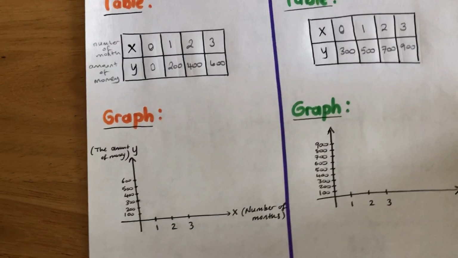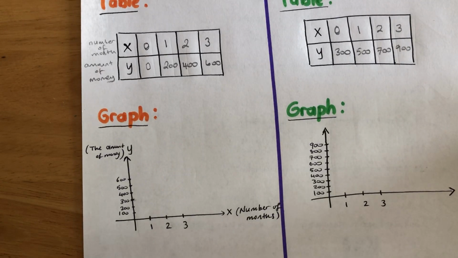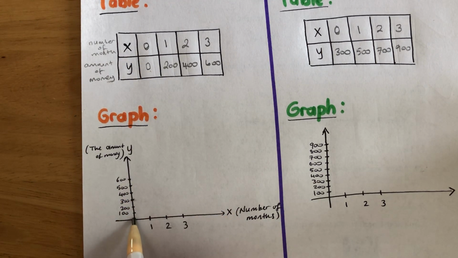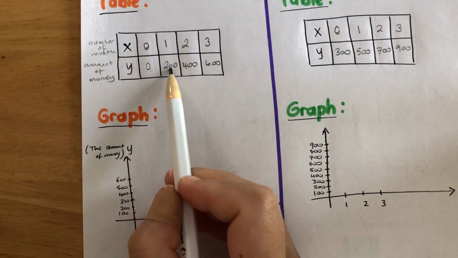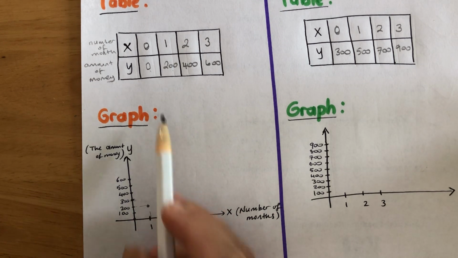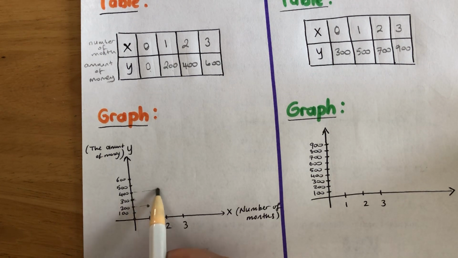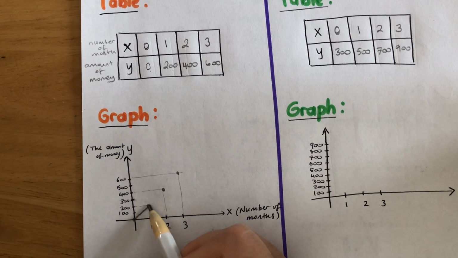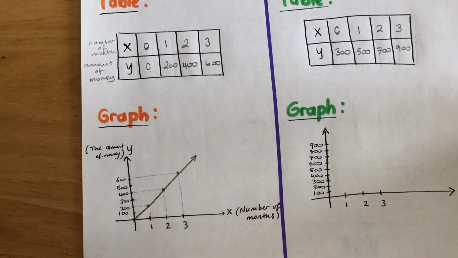Let's talk about graphs. Here, my first point is 0, 0, which is here, the origin. 1, 200 is my next point. 2 and 400 is my second point. 3 and 600 is my third point. So my graph is something like that.